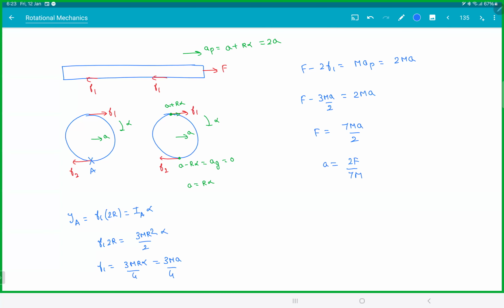Did I goof up anywhere? The question was not really that difficult if you see. Just two equations, and we got the answer. The main thing is you need to draw a proper FBD.